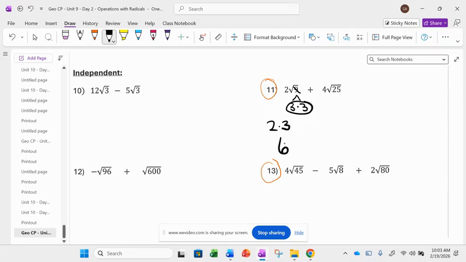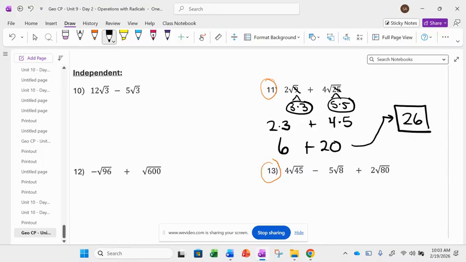And then after you do that, nothing's left over. It's just a 6. For the 25, we're going to break that down into 5 and 5. There's a 4 already on the outside. So you do the 4 times a 5, which is a 20. Nothing's left on the inside here. So this gives us 6 plus 20, which is 26.